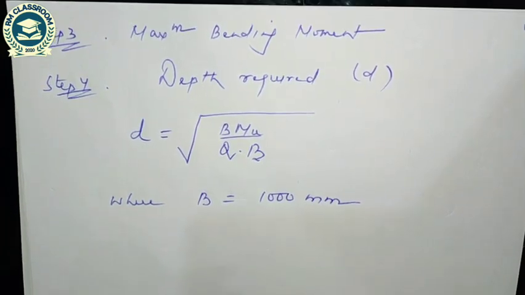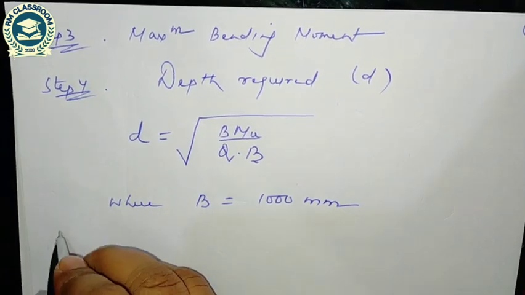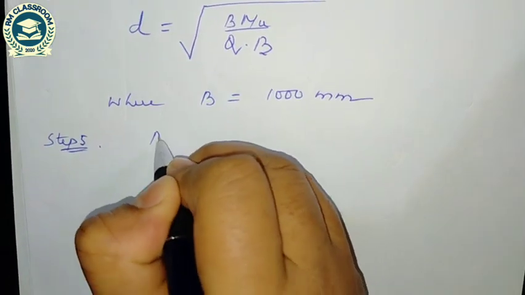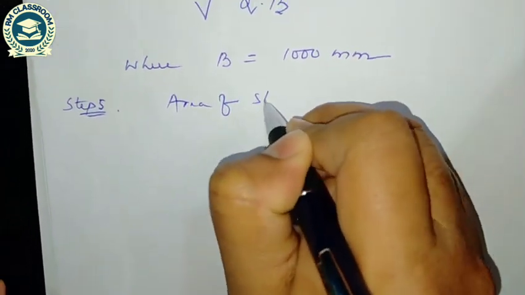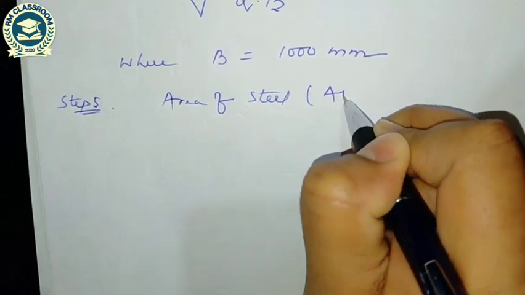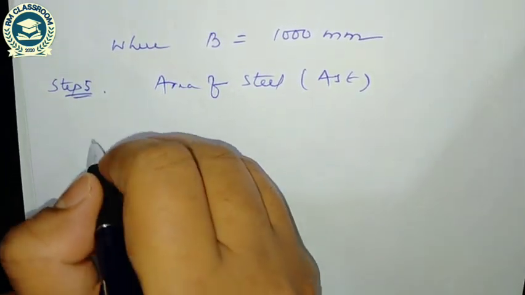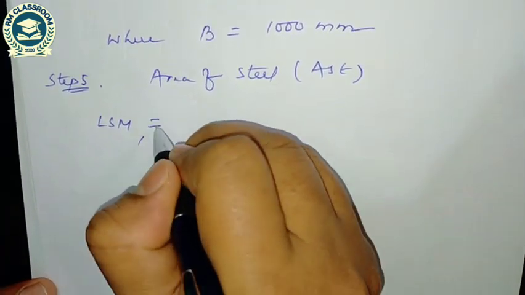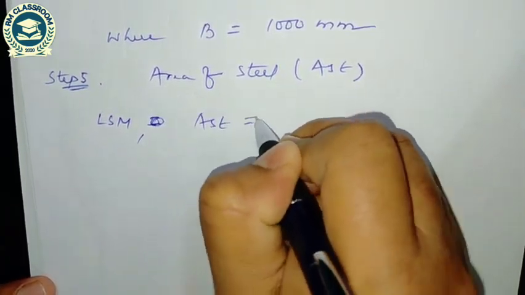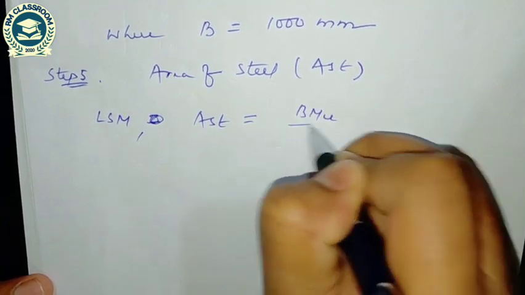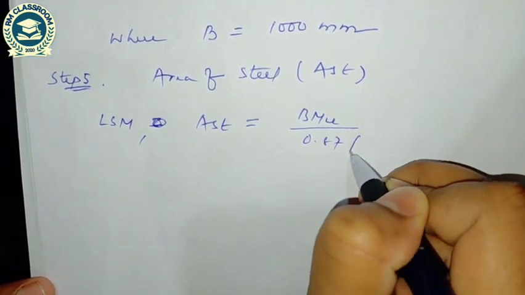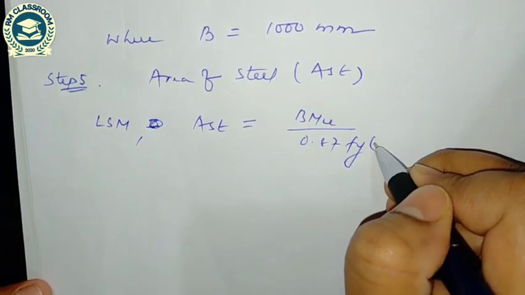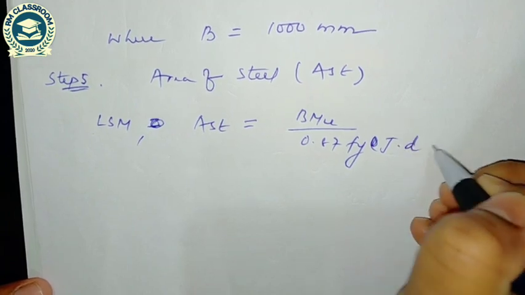Next step, we have to compute the area of steel. Step 5 is area of steel, Ast. Area of steel in the limit state method, Ast, is nothing but ultimate bending moment divided by 0.87 fy into j into d.